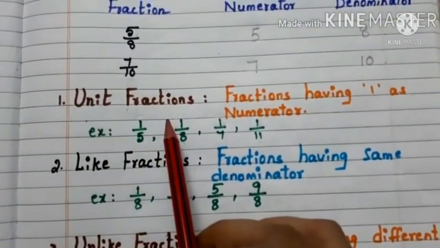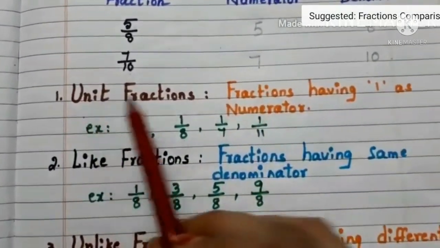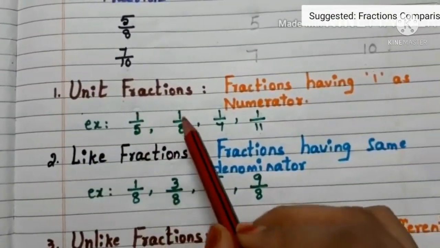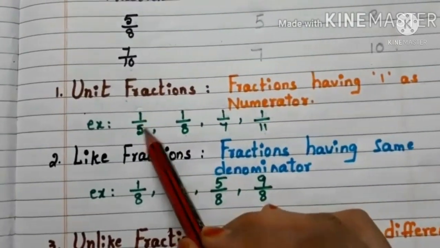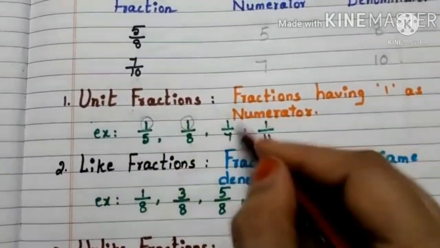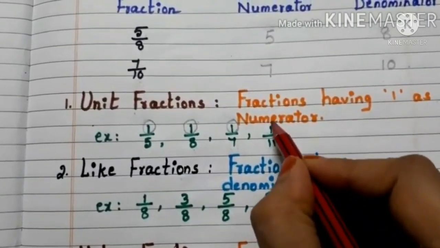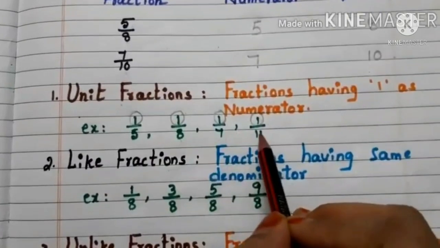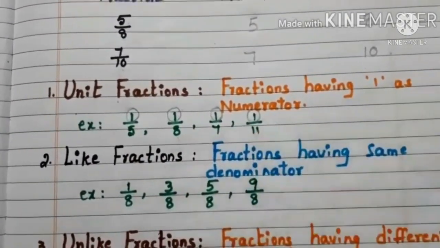Okay, now let us move to the types of fractions. Unit fractions. Fractions having 1 as numerator are called unit fractions. Here we have some examples. 1 by 5, 1 by 8, 1 by 7 and 1 by 11. In each of these, the numerator is 1. See, these all fractions have 1 as the numerator. So these type of fractions are called unit fractions.